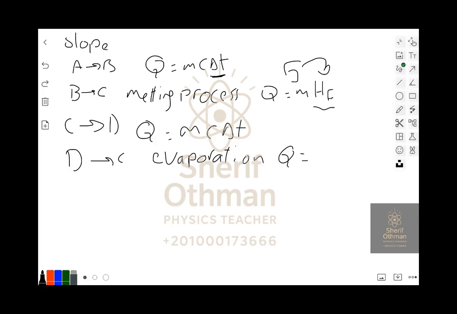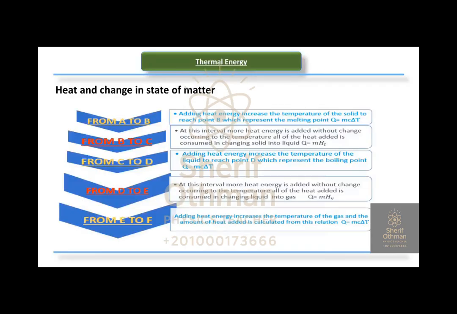It doesn't depend on change in temperature, which is mHv. What is Hv? It's the heat of vaporization: the amount of heat required to change 1 kilogram of substance from liquid state to gas state. Well done. From E to F, the temperature of the gas increased again, so I'm able to use the normal rule, which is mcΔT.